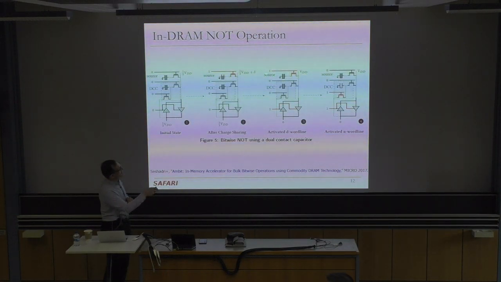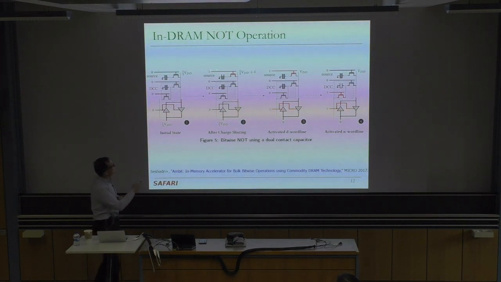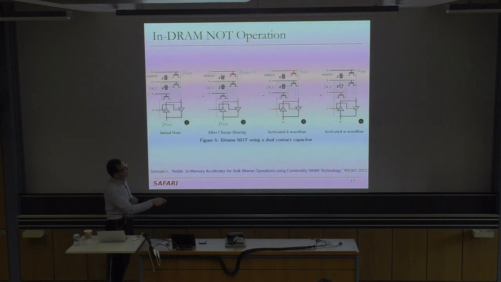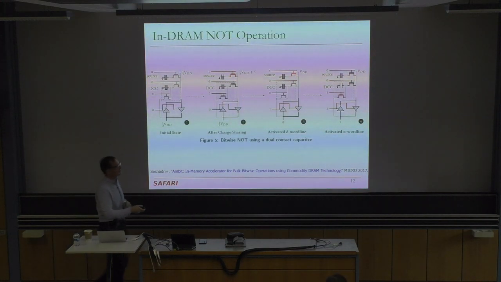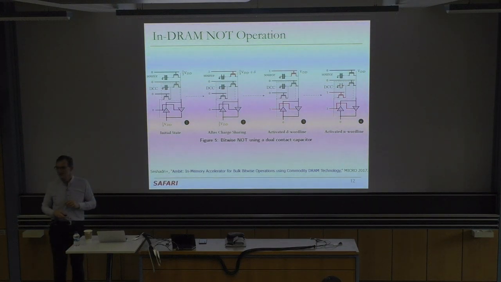This way, after you activate this row and after you activate this dual contact part of this row, you will get the negated value of this row or this cell inside this destination cell. So it's really two consecutive activates again. You activate the source row and you activate the destination in a special way. By doing these two consecutive activates, you're not copying this value over here, but you're copying the value that's on the other side of the sense amplifier. It's very similar to RowClone in that sense, except you're getting the negated value. Make sense? So it's two consecutive activates.